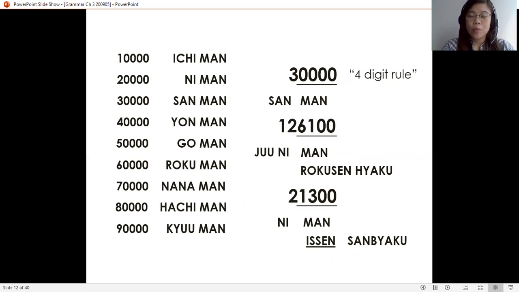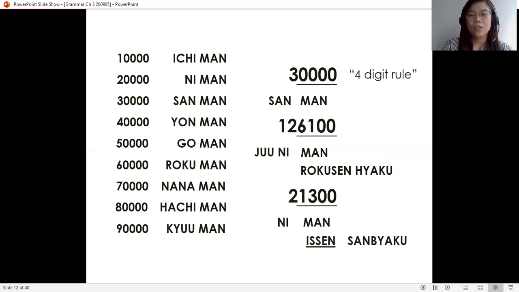So let's say we wanted to say 30,000 in Japanese. So following the 4-digit rule, what we do is we'll count 4 digits from the end of the number. So that's from the right. So here, let's count 1, 2, 3, 4, 4 zeros. And then we're left with 3. So 3 is san. And then we just add man to represent the remaining zeros. So 30,000 in Japanese is san man.